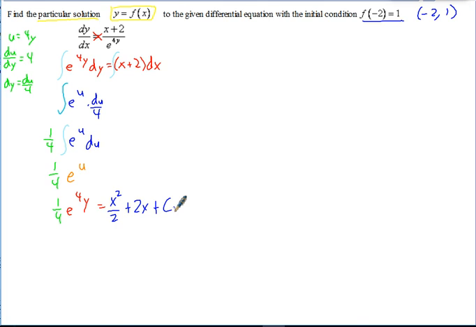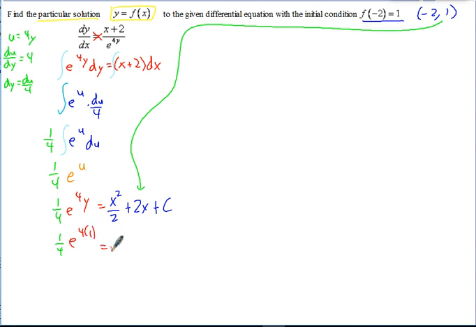Then we need to know what that constant is. So again, we can use our initial condition here and substitute in for x and y. So 1/4 e to the 4 times y is 1 equals x is -2. So that'd be -2 squared over 2 plus 2 times -2 plus c.